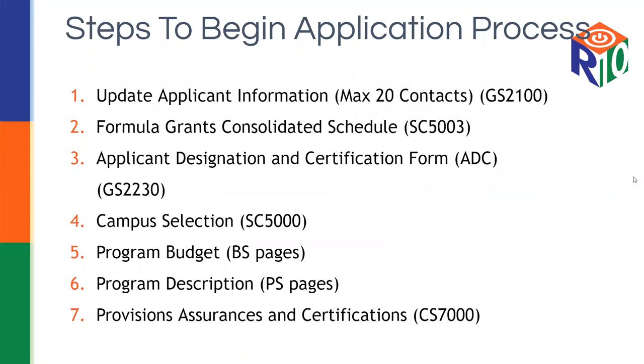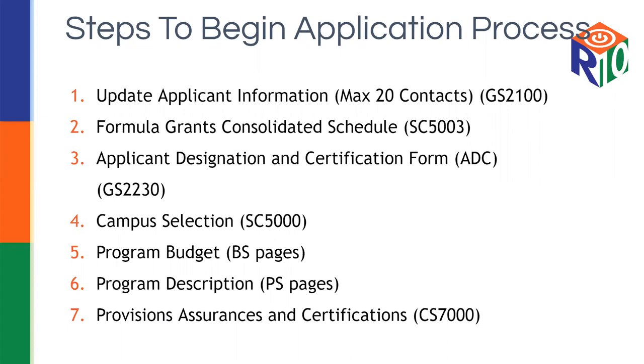Let's talk about the steps to begin the application process. The first thing you're going to want to do is update your applicant information. That's your GS2100. When I say applicant information, I'm talking about your contacts. There's a max of 20 contacts this year, and this is for all of your federal programs, your SPED, your Perkins, and your SFM. Please be sure you add everybody in who will need access to the application, because their name will be in a drop-down box as they go through each part of the application, certify and submit.